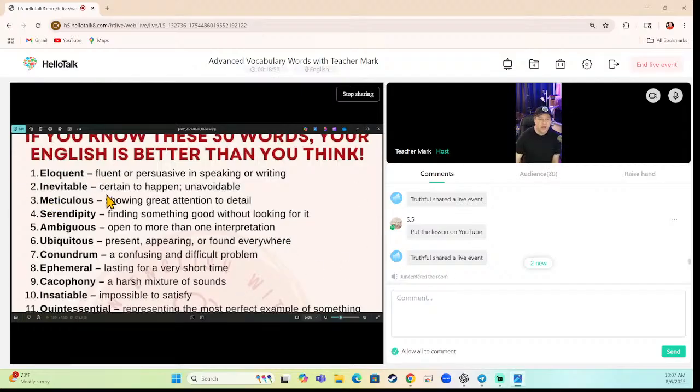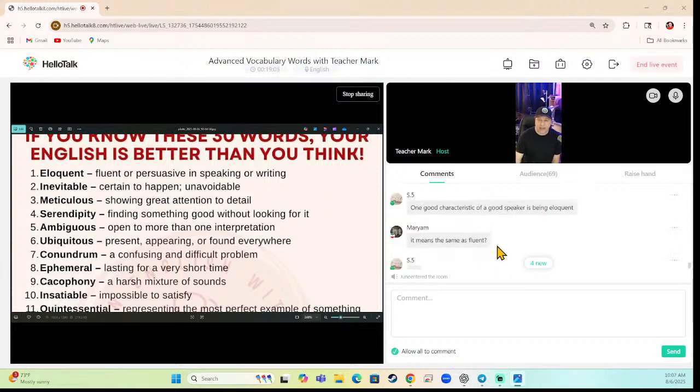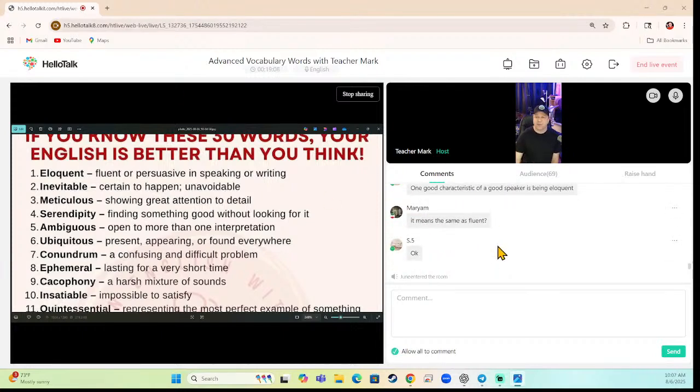Okay? So, eloquent means to be very well spoken. Well spoken is another way to say eloquent. She is very well spoken. He is very well spoken. Does it mean the same as fluent? No. It's different than fluent. Fluent means you have a capability, a comfortable capability with language. That's what fluent means. Okay?